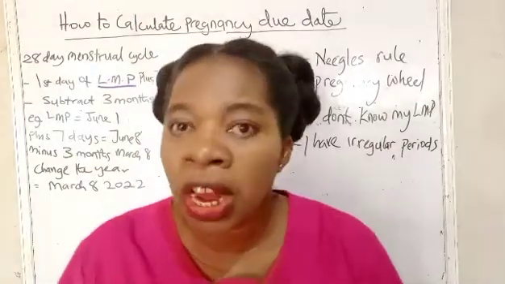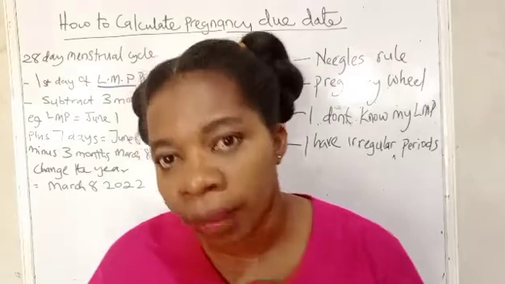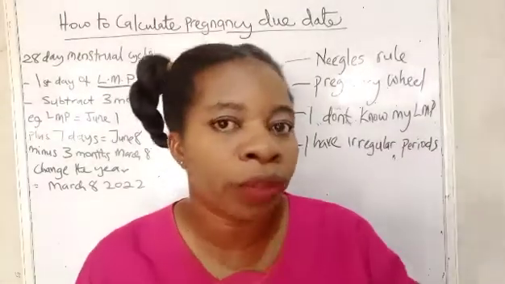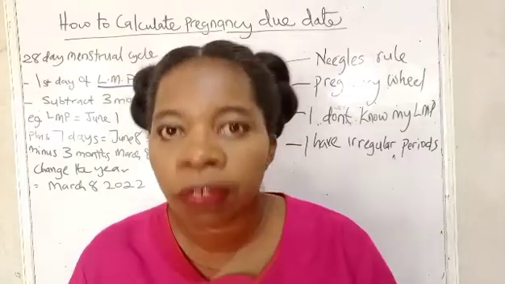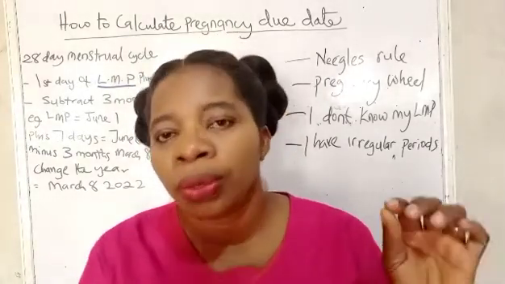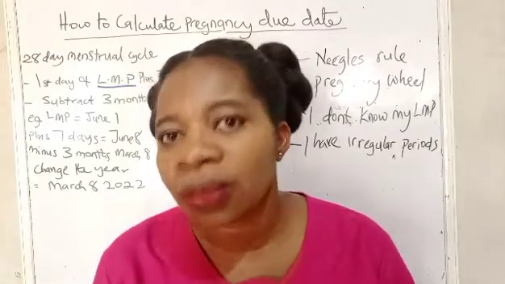For example, the first day of your LMP was November 22. If you subtract 14 days from November 22, you will have November 8. Your adjusted LMP will be November 8. Simply mark November 8 on the pregnancy wheel and it will display your pregnancy due date.